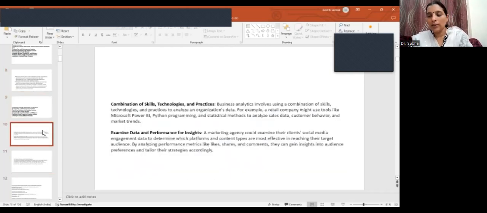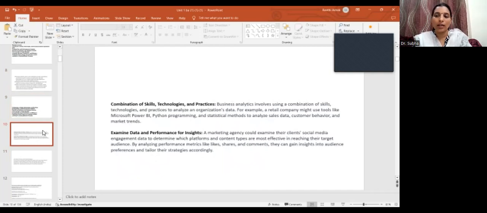So in the definition, the key terms are a combination of skills, technologies, and practices. What are those? What kind of skills should an analyst have? What kind of technology should the analyst know about? What kind of practices should he have? When I talk about the analyst's skills, as an analyst, you should have advanced Excel knowledge.